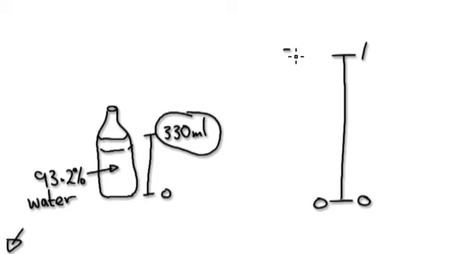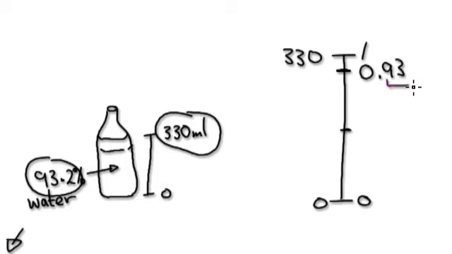So your diagram should look something like this. Your whole thing is 330. Halfway is here. 93.2% will be up here somewhere. So somehow convert this into a decimal. It will be 0.93. So this here alone would be 93%, but you've got 93.2, so stick a 2 in there. Okay, so this is our decimal representation.